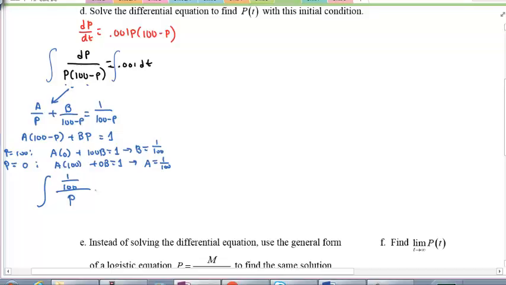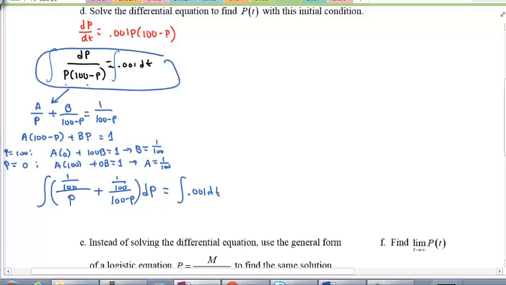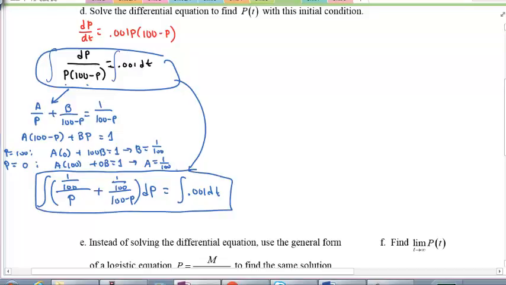And so, if I asked you to really integrate this now, let's separate this into a partial fraction. There's my A over p. Here's my B over p. And we're going to integrate this with respect to dp. While the other side here, I still have the integral of 0.001 dt. Okay, so I just went from this step here down to this one here.